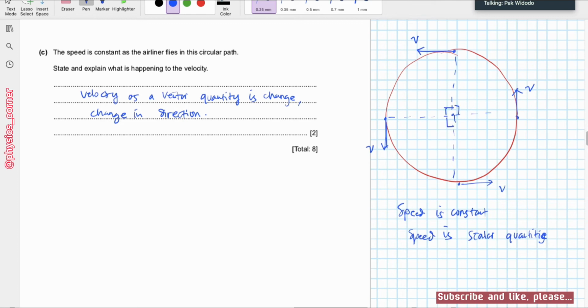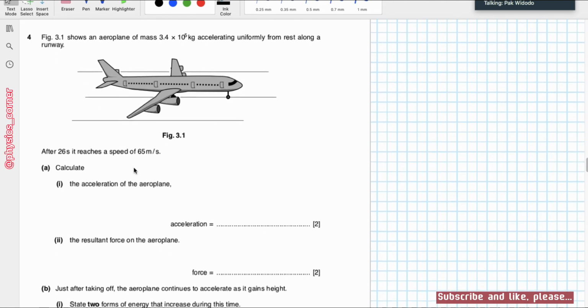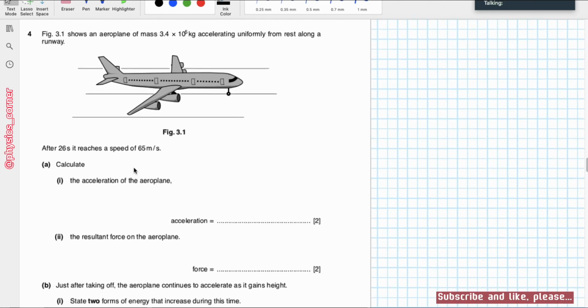Nah, ini question 4. Figure 3.1 shows an airplane of mass 3.4 times 10 to the power 5 kilograms accelerating uniformly from rest along a runway. After 26 seconds, it reached a speed of 65 meters per second. Calculate. They have several questions here. For A, calculate the acceleration of the aeroplane. Question I.